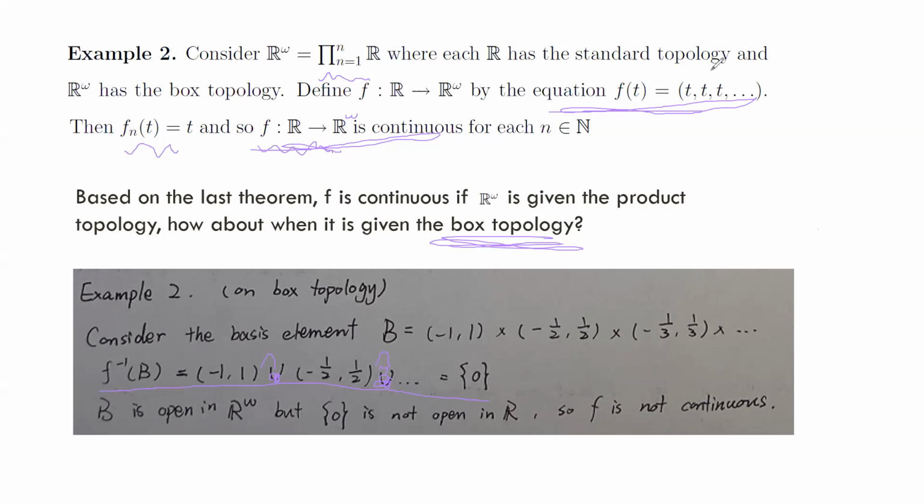So t is not equal to (-1, 1), it's just in (-1, 1). Well, t is a number, right? What is f inverse of B? f inverse of B is a subset of R. You see, f is from R to R^omega, so if you want the pre-image of a subset of R^omega, it must be a subset of R. So you must check what numbers are in this set, right? Okay. Yeah. Thank you.